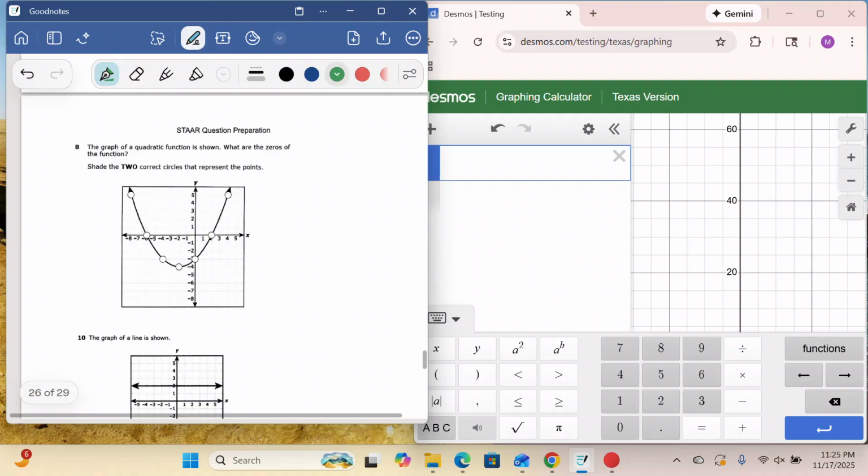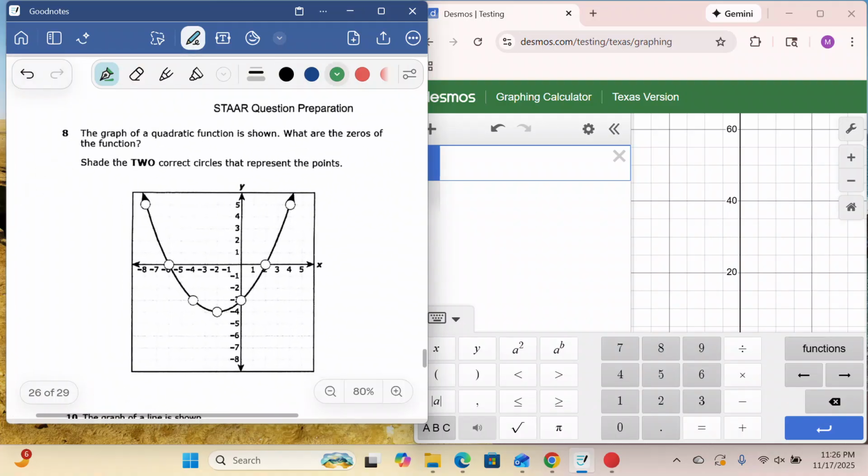So I'm going to go on to this one, number 8. Go ahead and try that one by yourselves. Shade the two correct circles that represent the zeros. And remember, the zeros are also the x-intercepts. So what we're going to do is identify that the zeros are your x-intercepts. And all we would shade is this one and this one. Why? Because it crosses my x-axis.